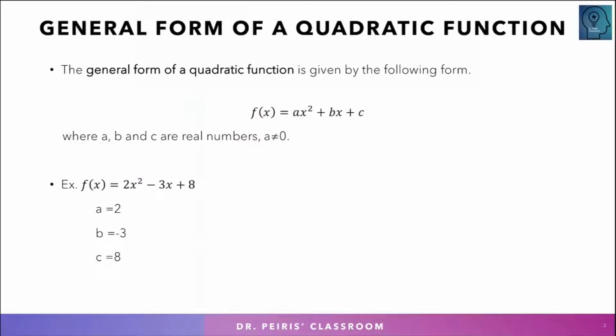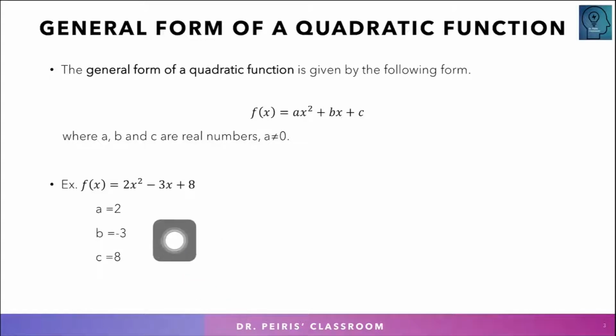The general form of a quadratic function is given by this equation: f(x) = ax² + bx + c. a, b, c are real numbers and a cannot be equal to 0 because we need the quadratic term ax². So this term must be there to have a quadratic function. So the coefficient a cannot be equal to 0.